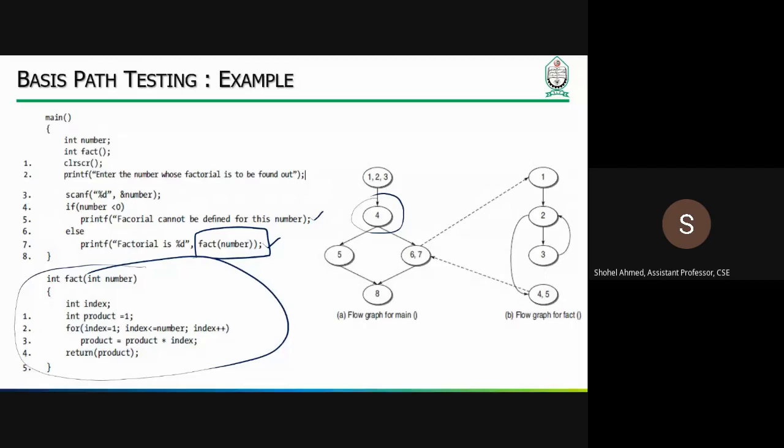For this code you draw another graph, where this is the decision point, and this is the for loop. It will continue for some iterations, and after exiting the for loop you go to this step where you return the product, that is the result, and this result is sent to the else part, and finally you get the result. So the graph will be like this, with two portions: one for the main and another for the fact. Up to this, is it clear?